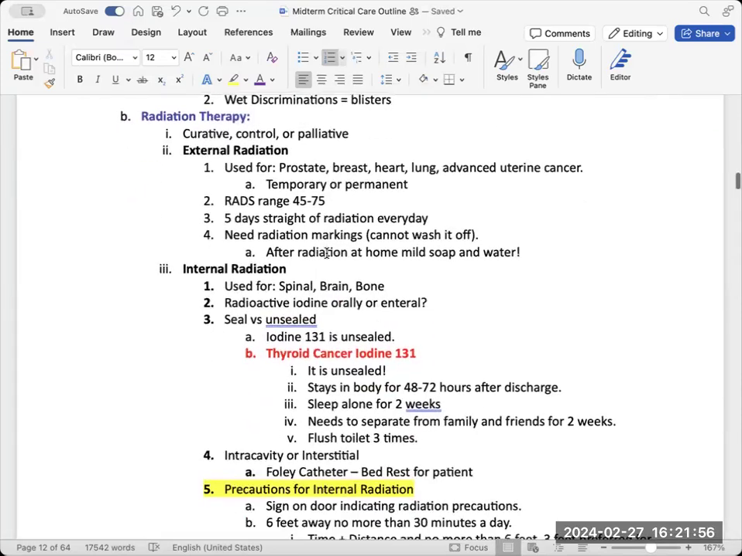So if you're getting external radiation, we need to make sure that they know that they're going to go for 5 days straight, and they don't want to remove the markings for where they're doing the radiation, which are also called radiation markings. And at home, they should only use mild soap and water to clean themselves, nothing harsh.